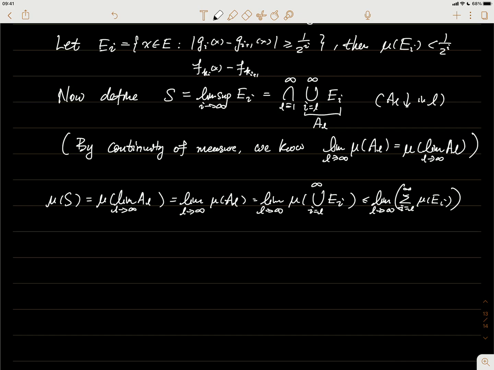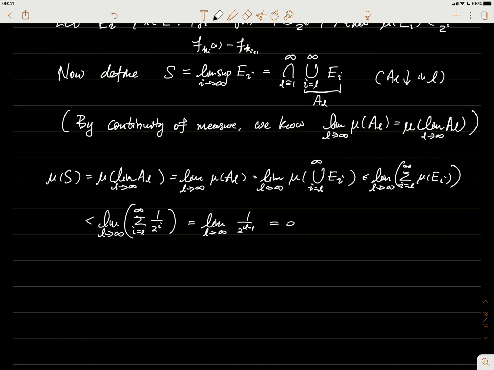Okay, and remember that the mu EI has a measure less than or equal to 1/2 to the I. So it's just less than or equal to the sum I from L to infinity of 1/2 to the I. But the sum of this is just 1/2 to the L minus 1, right? That's the sum of a geometric sequence starting from 1/2 to the L, which is this. And apparently this goes to 0. Okay, and that means this S has the measure 0.